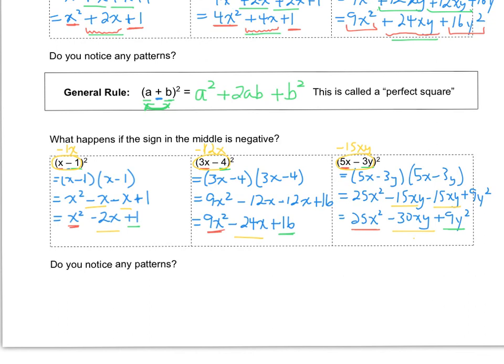So we have a similar pattern happening. So on our next page, we are going to put our general rule for that. But I'm going to do that on the next video.